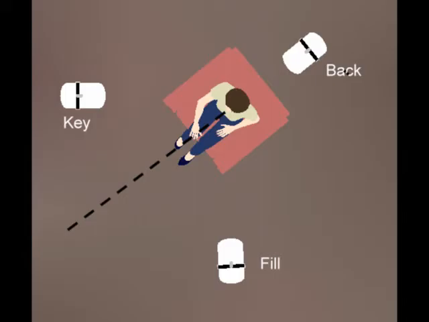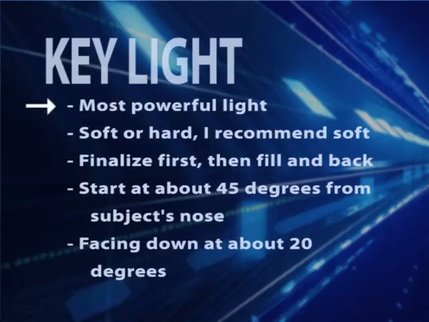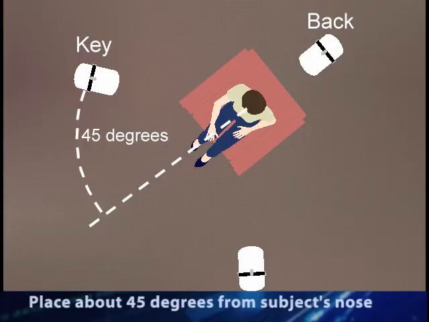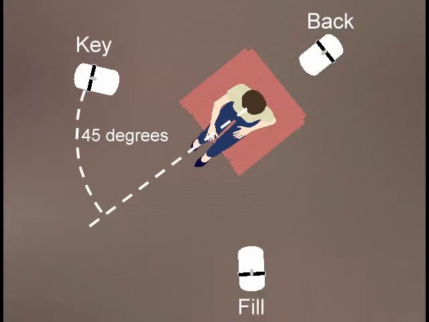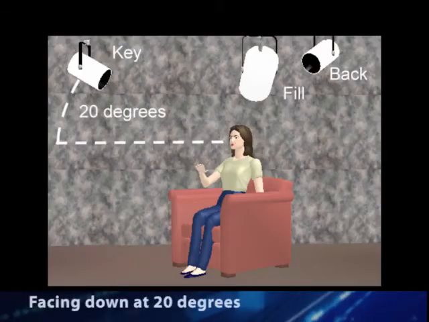Let's start with the key light. The key light is the most powerful light of the three and provides the primary light in the scene. It can be a hard light or a soft light, but I recommend soft to minimize the contrast ratio. Finalize key light placement first, then adjust your fill and backlights. Start by placing the key light at about a 45-degree angle from the subject's nose, and above the subject facing down at about a 15 to 20-degree angle.